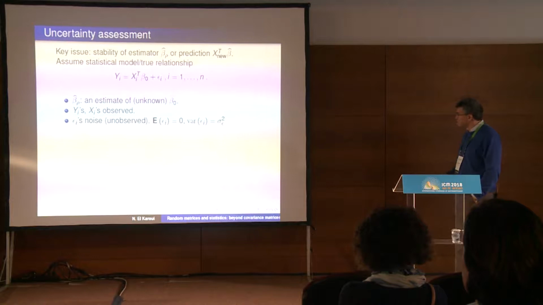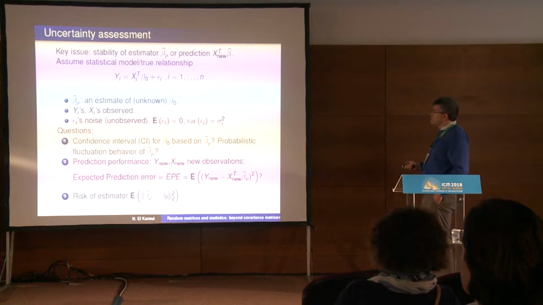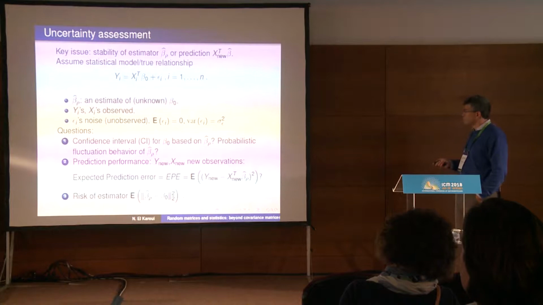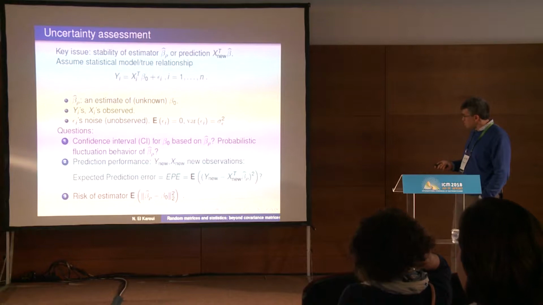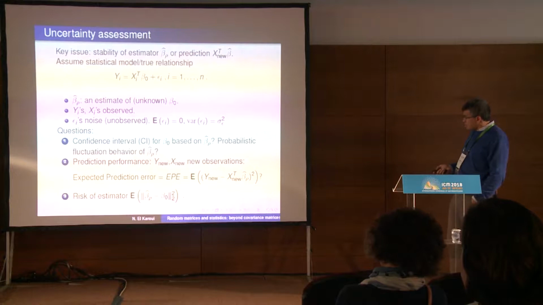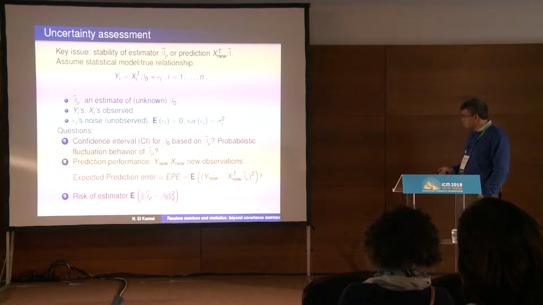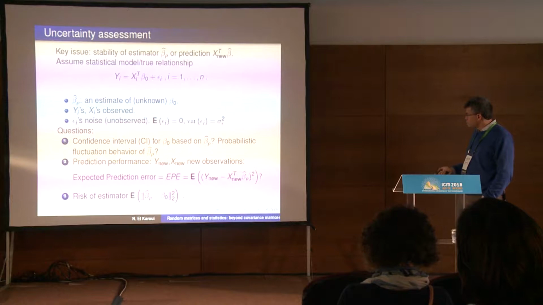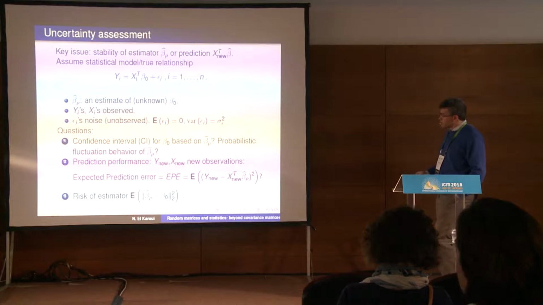And so the questions we're interested in, of course, are confidence intervals for beta_0 based on beta hat_rho, or, which is an equivalent way of saying this, can we find the probabilistic fluctuation behavior of beta hat_rho? We might be interested in prediction performance, so if we have new observations, y_new and x_new, our expected prediction error is basically the expectation of the error we make in prediction. So on some of the data sets, we learn beta hat_rho. Now we look at the prediction error, maybe we square it and we take the mean of that. Or the risk of the estimator, which is how good beta hat is at estimating beta_0.